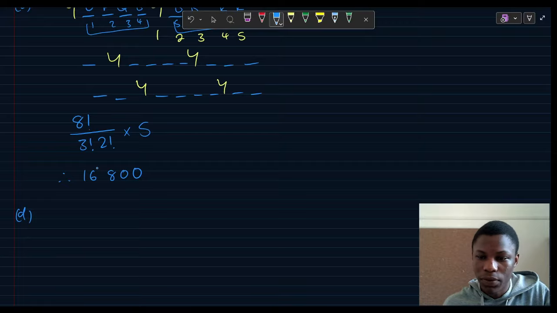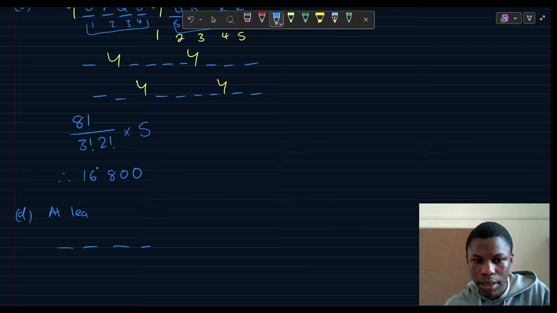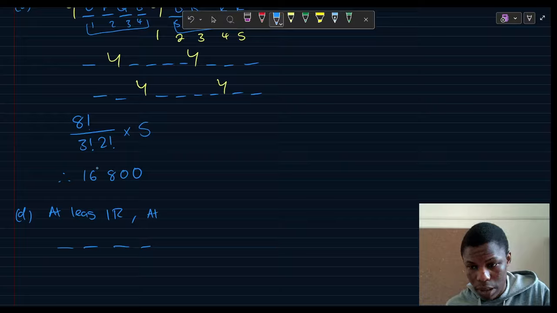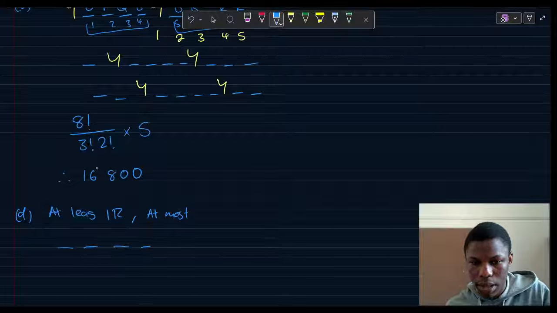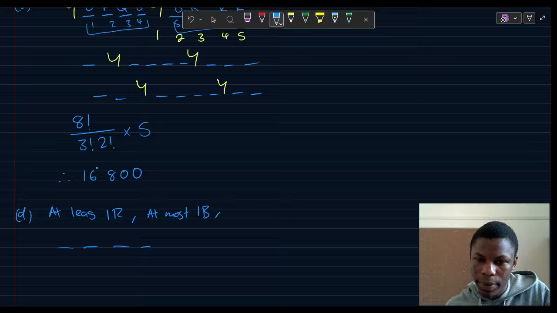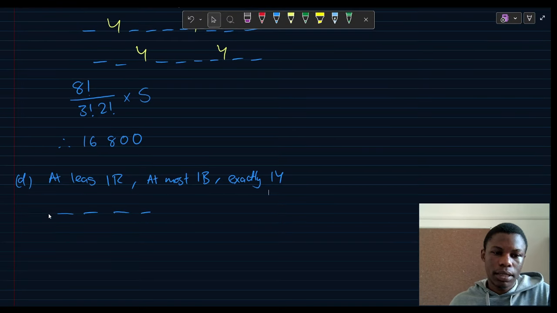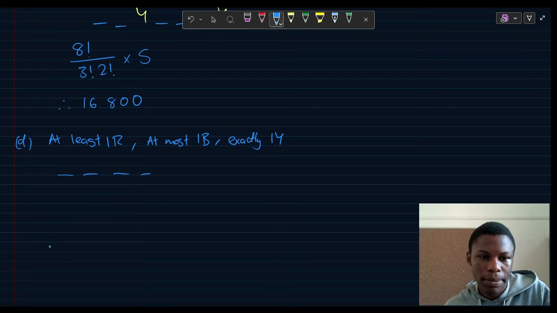Okay, so we've been told she's going to pick 4 books, right? 1, 2, 3, 4. And the restrictions are we need at least 1 red, at most 1 blue, and exactly 1 yellow. Let's write down all the possible scenarios.